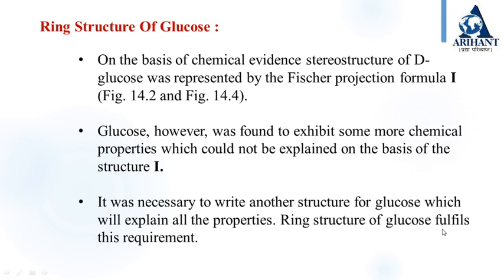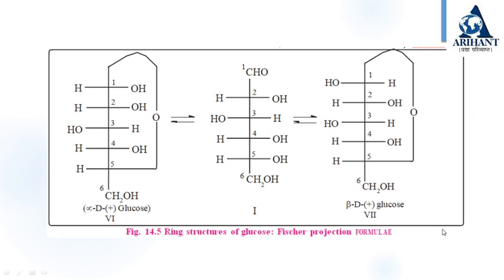Now we will see the ring structure of glucose. On the basis of chemical evidence, the stereostructure of D-glucose was represented by the Fischer projection formula. Glucose, however, was found to exhibit some more chemical properties which could not be explained on the basis of structure 1. It was necessary to write another structure for glucose which will explain all the properties. The ring structure of glucose fulfills this requirement. So this is structure number 1, the basic structure of glucose in the middle.